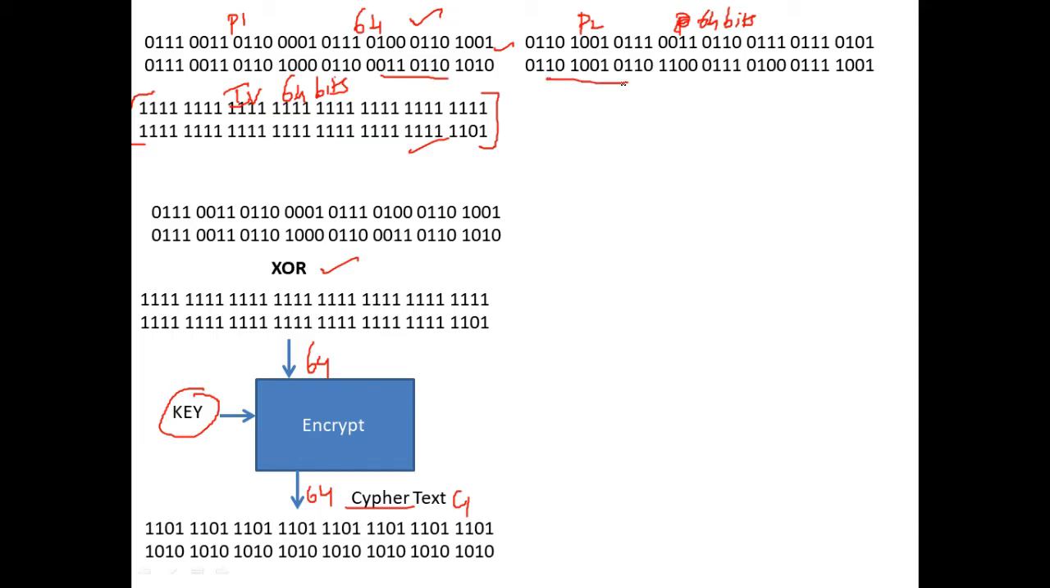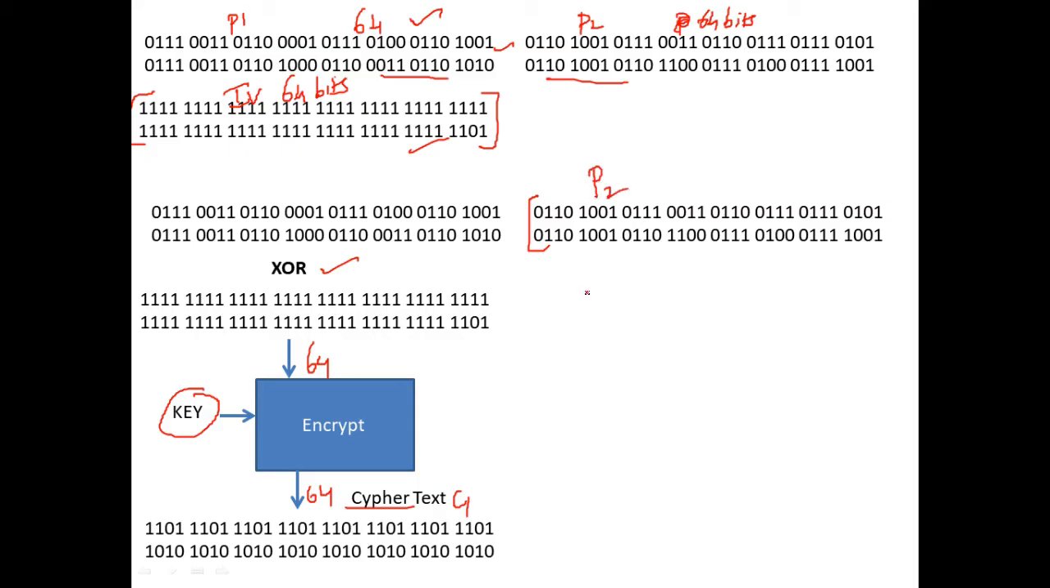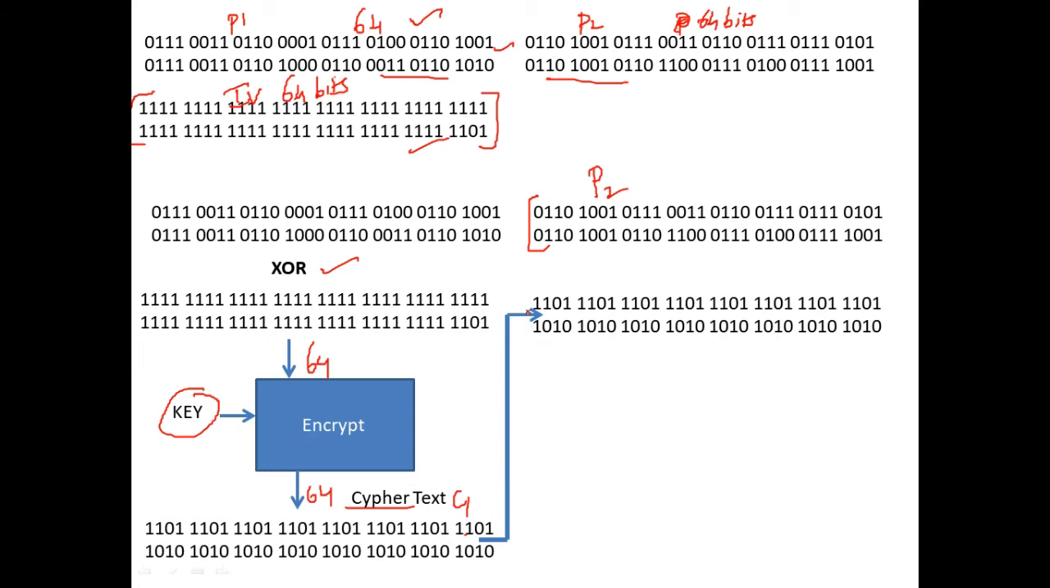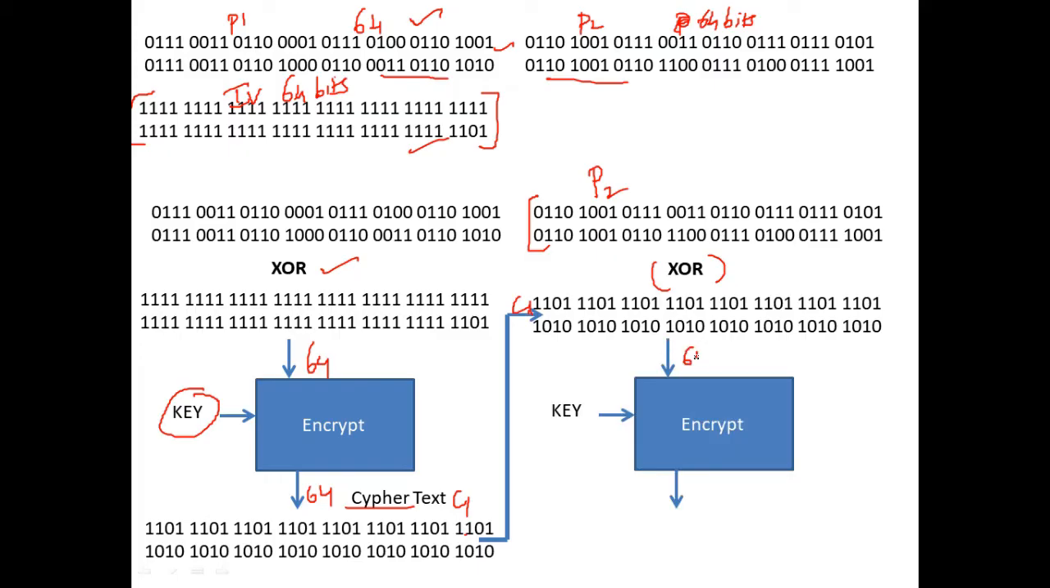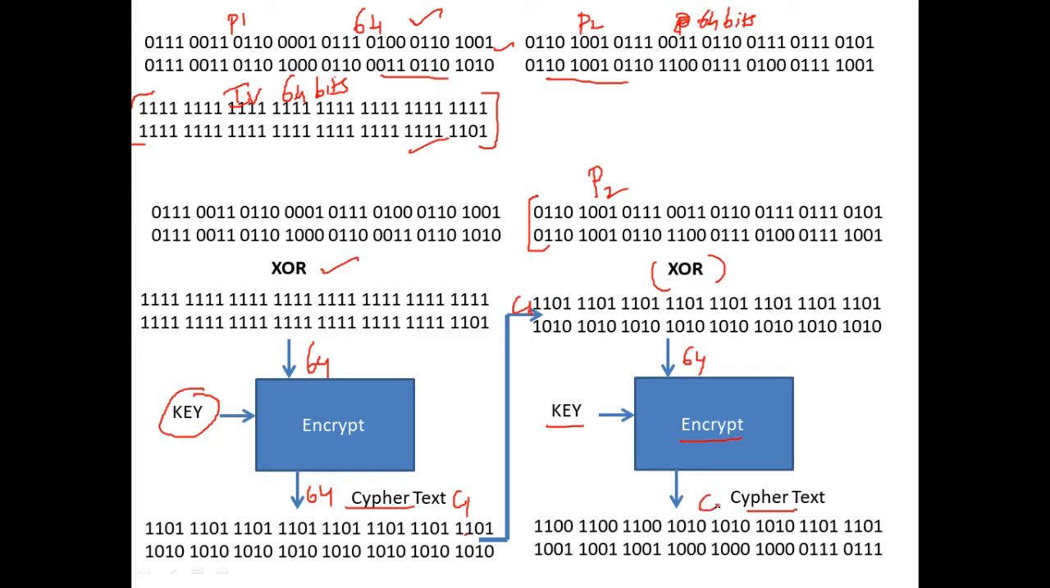Next we'll take plain text block P2. And what we are going to do is take the ciphertext C1 and do an XOR with P2. This result of 64 bits will be sent to our encryption algorithm, and with this key we'll encrypt it to ciphertext C2. So like this, ciphertext will be chained to further blocks. So one of the main advantages we achieve here is even when the plain text blocks hold the same message, the ciphertext are going to be different.